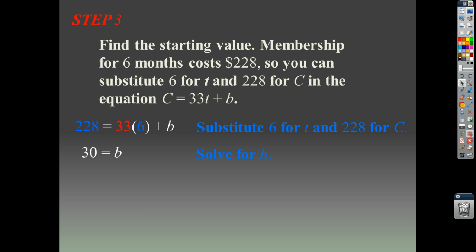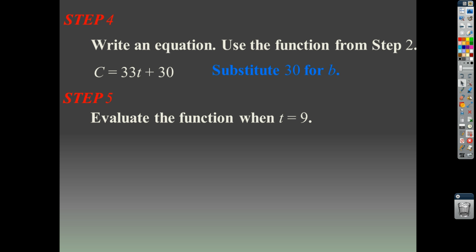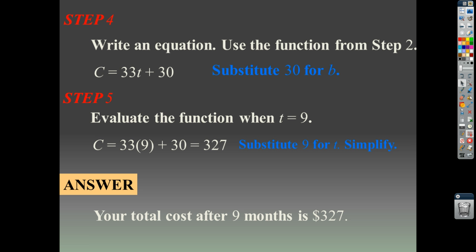Once we've done that, we can rewrite our equation from step 2, and we'll substitute 30 in for b. So we get the cost of gym membership is C = 33T + 30. Now we can decide, what if I join for 9 months? How much will it cost? I plug that in, and I end up with $327.